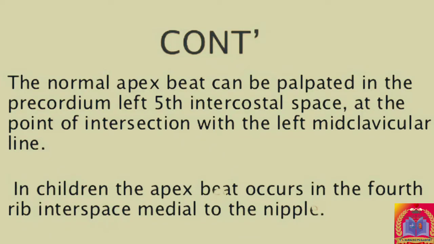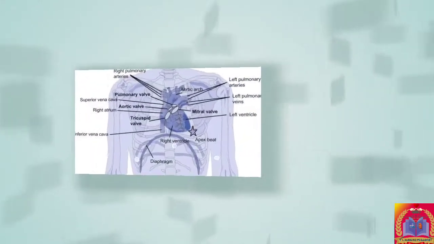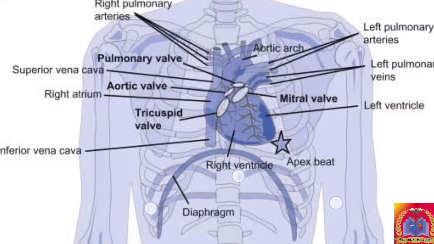Friends, please note that in children, the apex beat occurs in the fourth rib interspace, medial to the nipple. So if the questions in competitive exams ask about children, then the answer will be the fourth intercostal space. Moving on to the next diagram, which will help you understand more, the star noted in the diagram shows the apex beat, where we can palpate or inspect the apex beat.